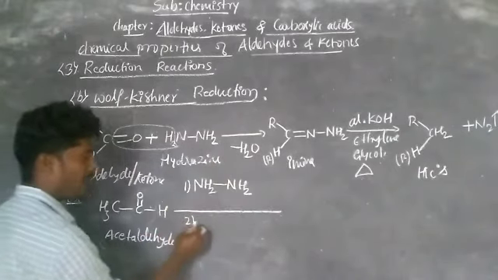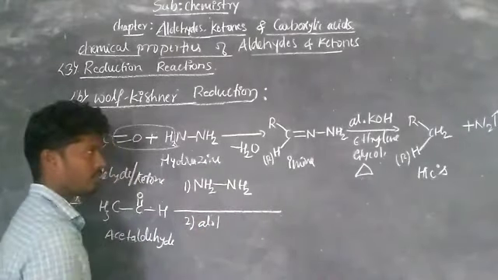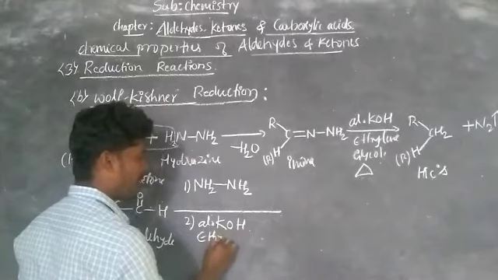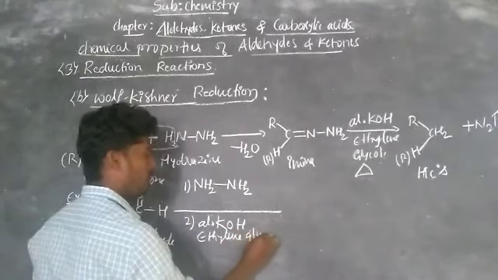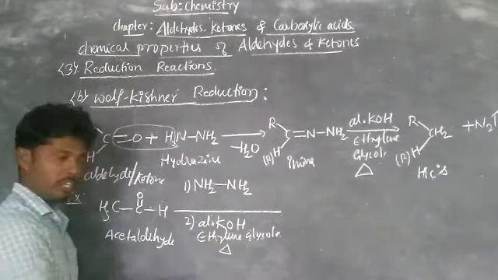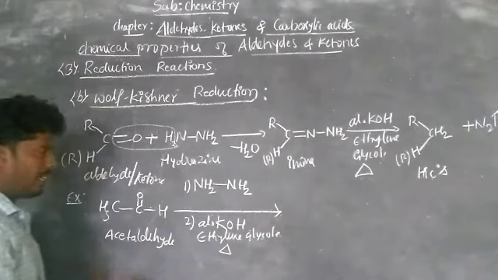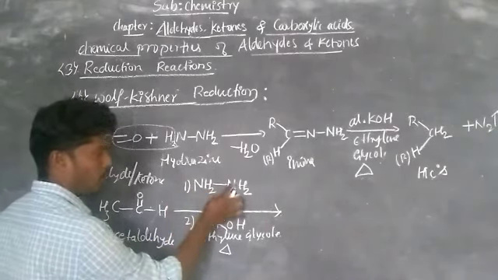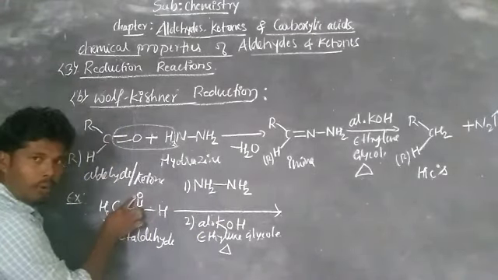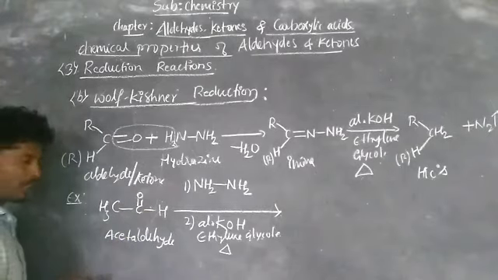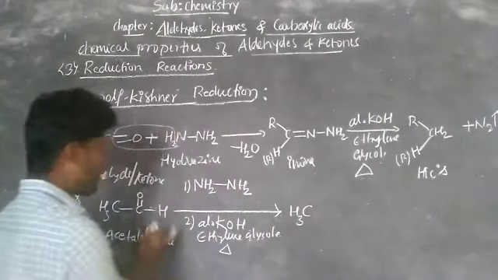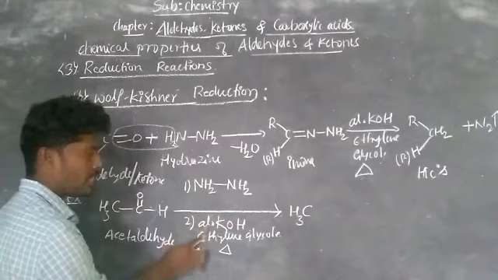Then in the second step, we are treating with alcoholic KOH. That is, ethylene glycol is the solvent. Ethylene glycol, then heating. So this is the second step. Both the steps we are doing. This nitrogen becomes N2 gas. 2 hydrogens are added to this carbon, and the remaining 2 hydrogens are added to the oxygen. Got it? Now write the product. What do you get? CH3. Same as the Clemmensen reaction. The Wolff-Kishner reaction is also the same, but the reagent is different.